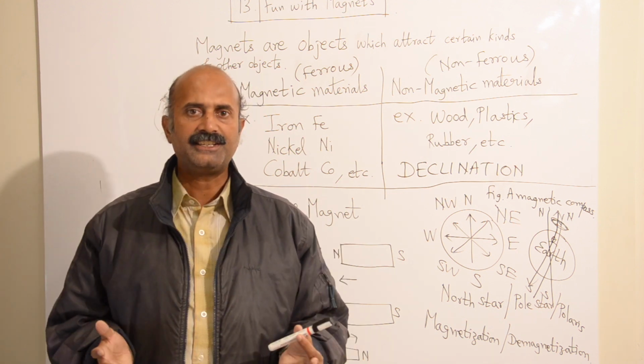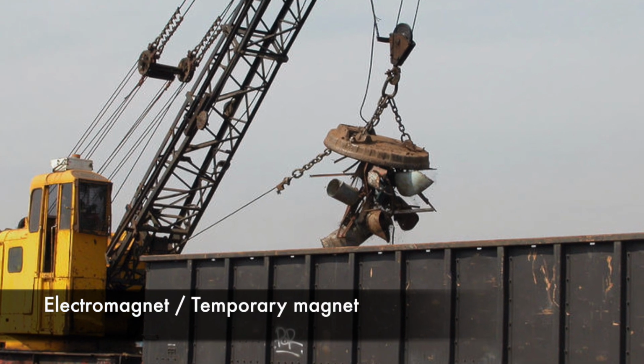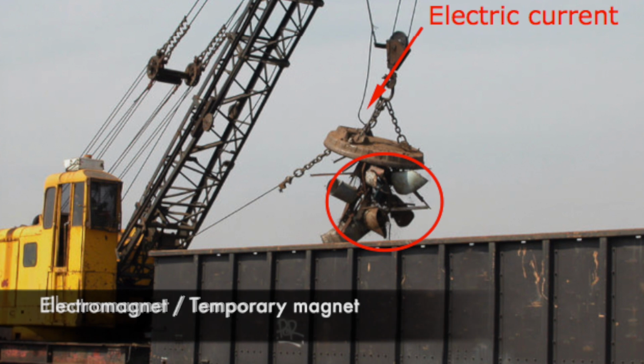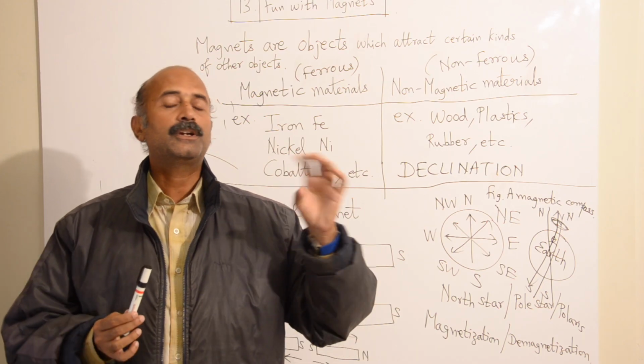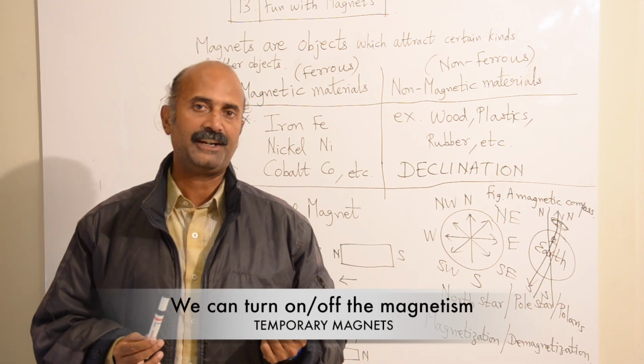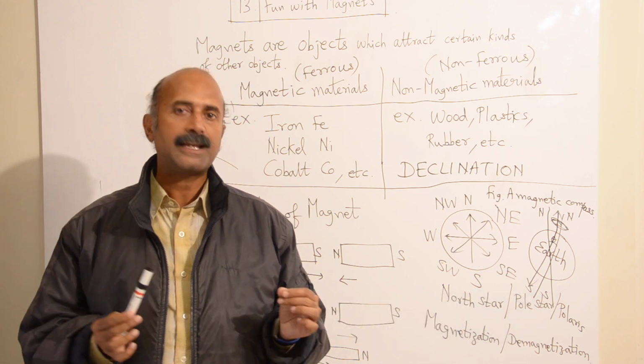What are the advantages of temporary magnets? They are also known as electromagnets. When you turn on the electric current, it becomes a magnet. And when you turn it off, it becomes a normal material. That's the biggest advantage. You can turn the magnetic effect on and off, which is not possible in a permanent magnet. That's the biggest advantage of electromagnets, also known as temporary magnets.